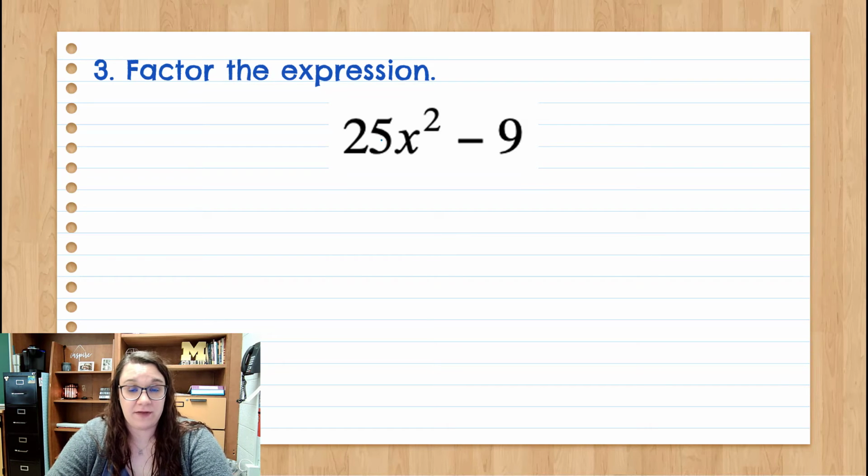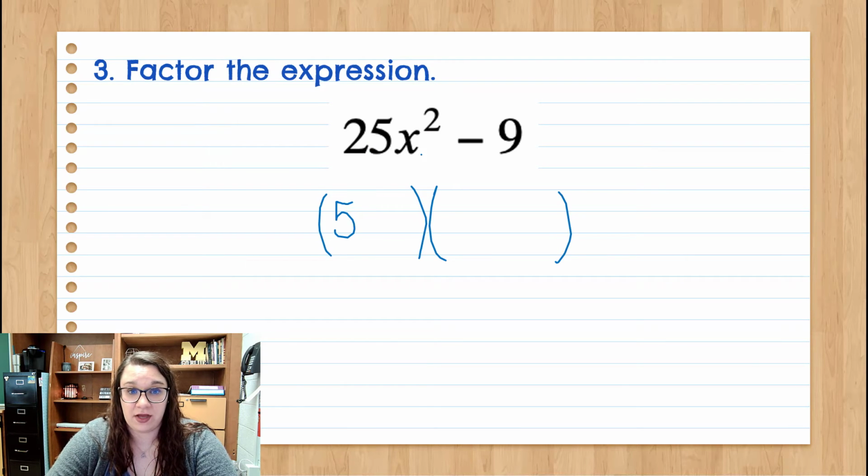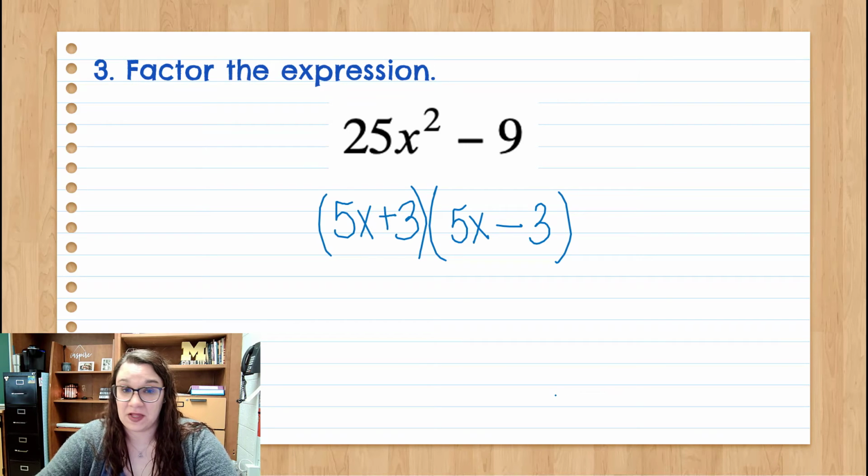Number 3, 25 is perfect, 9 is perfect, there's a negative in between. So let's set up our parentheses. The square root of 25 is 5, and the square root of x squared is x. So 5x goes in each of the first spots. The square root of 9 is 3, so those will go in the second spots. I need one positive and one negative, and that's it. A lot quicker for this special case.